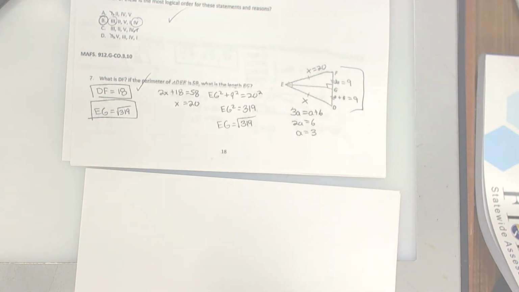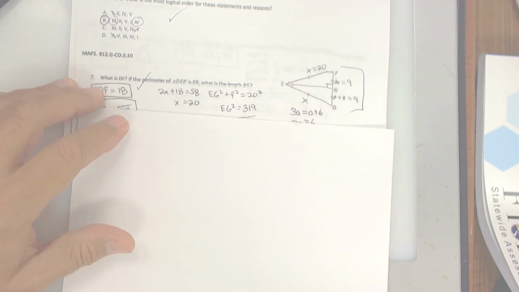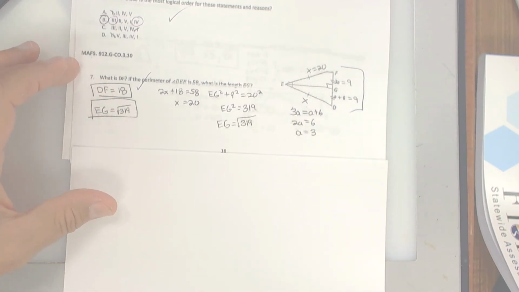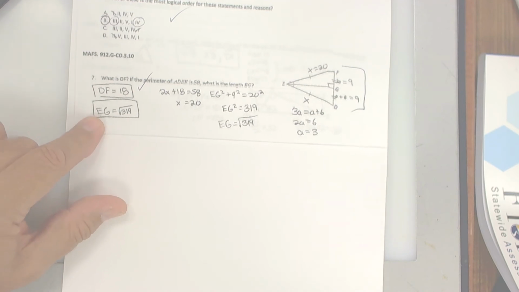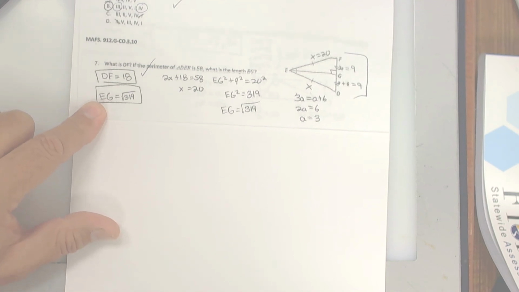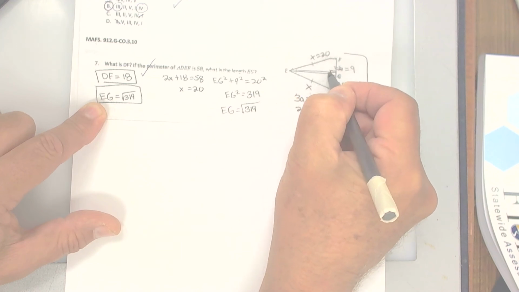Okay, right here it says find the perimeter. Okay, that's another one. Well, let's see. If this is 18, let me see what she did here. The square root of 319. I'm not sure what she did there, so let me think. If the perimeter is 58, so the whole perimeter is 58, find EG, the length of EG. EG is this one. Okay. All right, I got it now.